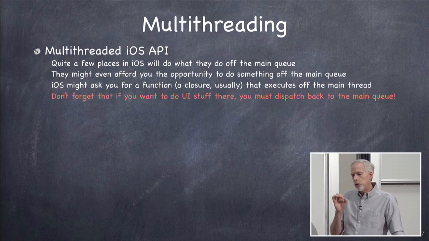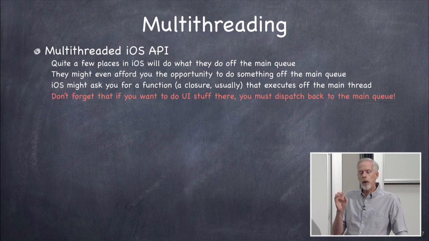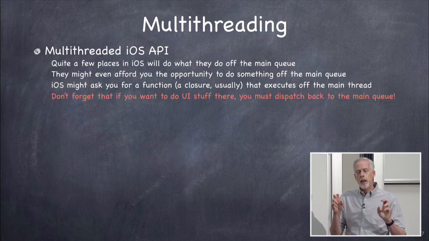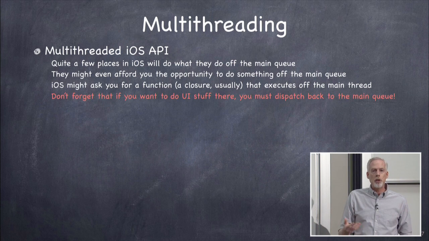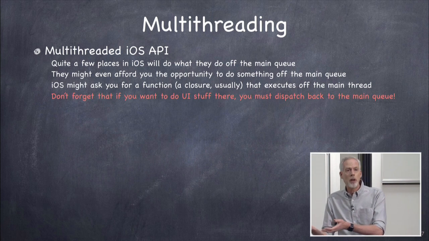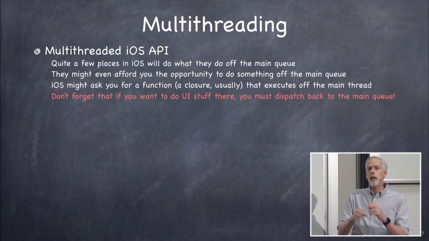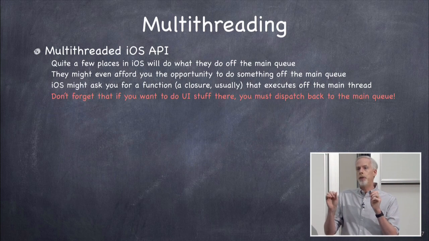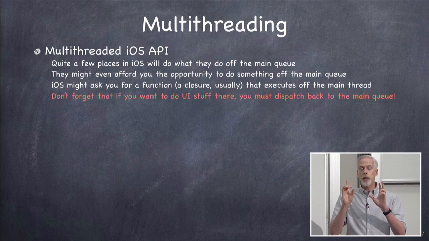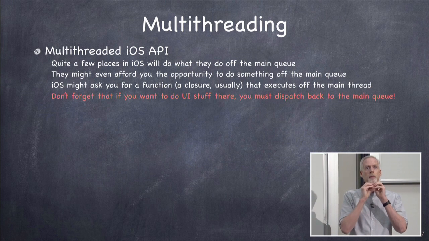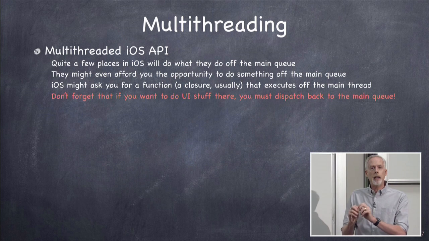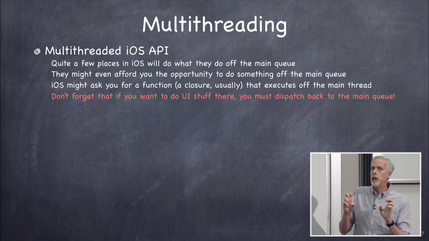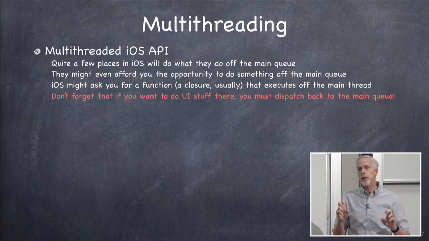In iOS, you'll see certain methods that are multi-threaded. And you'll read that in the documentation. The way it works is you're going to see a method that takes a closure as an argument, and it'll say in the documentation, this closure is run on another thread off the main queue. And when you see that, you have to go, uh-oh, because any code I put in that closure that I'm passing to this function can't be doing any UI stuff, because that only can happen on the main queue.